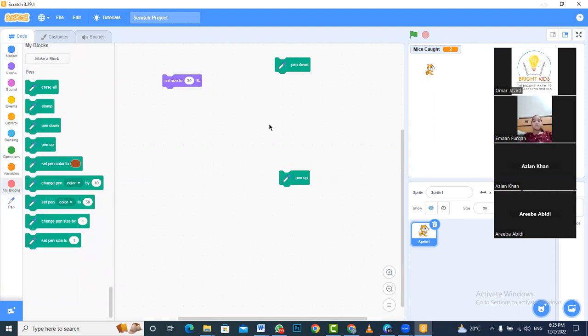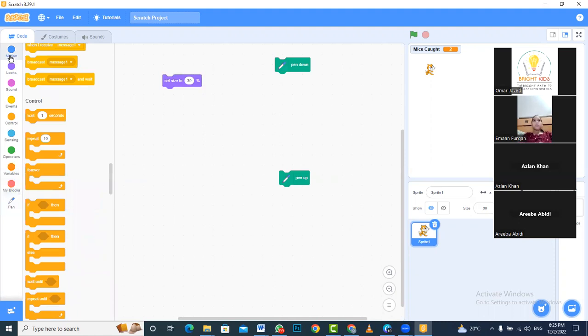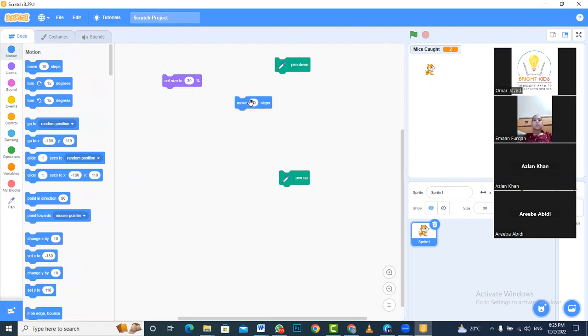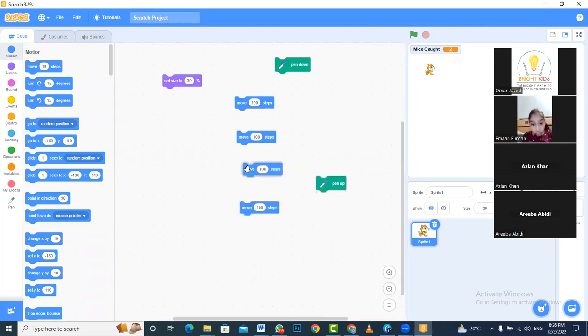In order to make a square, we need to draw four lines. So we will say move 100 steps, and we have to move four times, so I will duplicate, duplicate, and duplicate. We are going to move four times. And after moving 100 steps every time, we are going to turn 90 degrees.